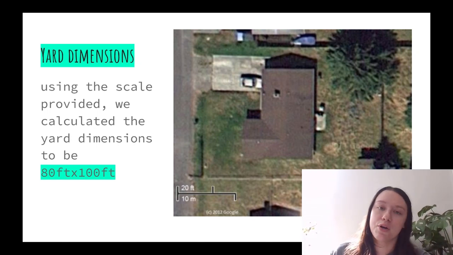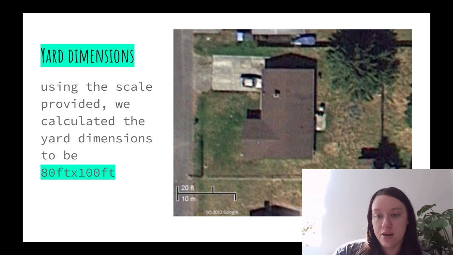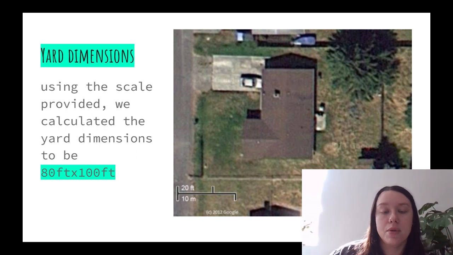So after we got all of our questions answered for the Uncle Jim's yard problem, I then took on the task of calculating how much topsoil we'd need. To do this, I first started by calculating the dimensions of his yard. I did this by using the photo we were given as part of the problem as well as the scale. So I measured the total square footage of his lot of land to be 80 feet by 100 feet.